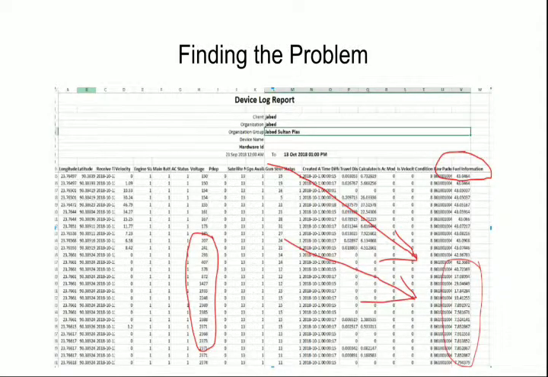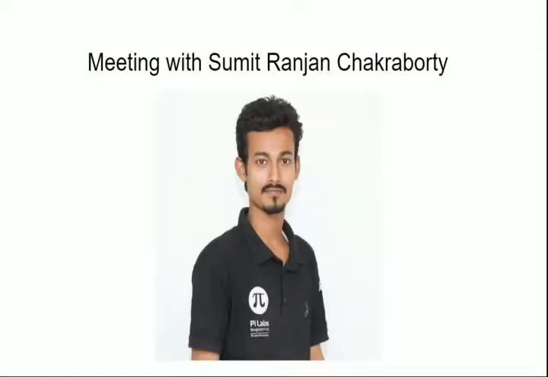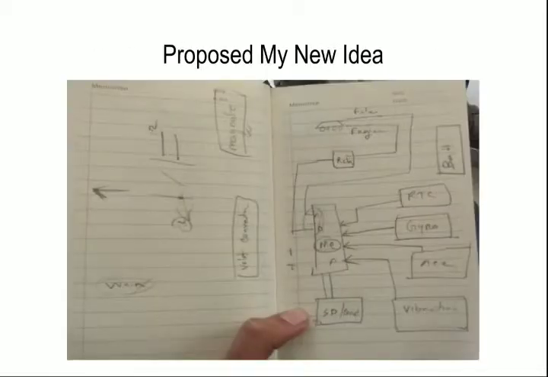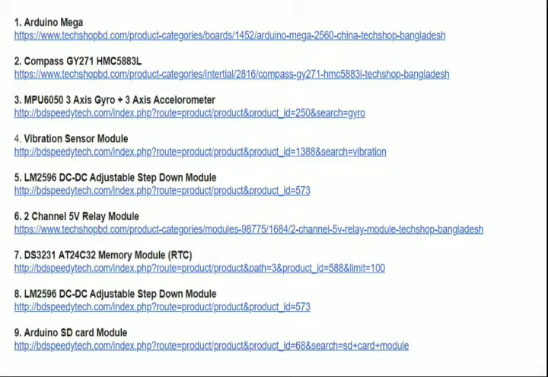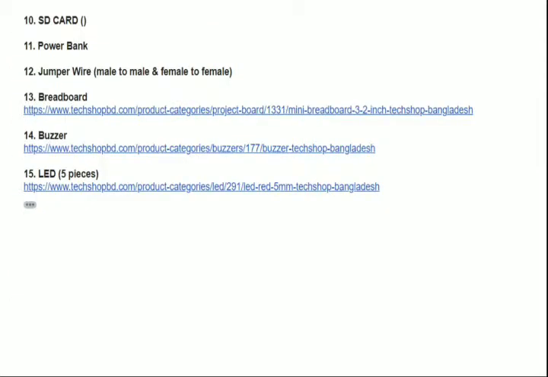So I proposed a new idea to Pilots and I contacted Mr. Sumit Ranjan Chakraborty. He was very excited about my idea. My idea was to redesign the hardware part and collect fresh data. So I prepared a component list and sent it to Pilots. They assured us they would give those components as soon as possible.